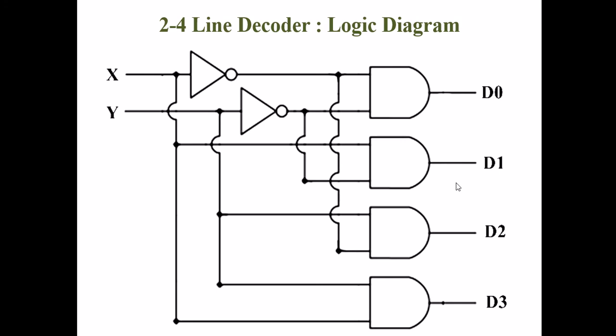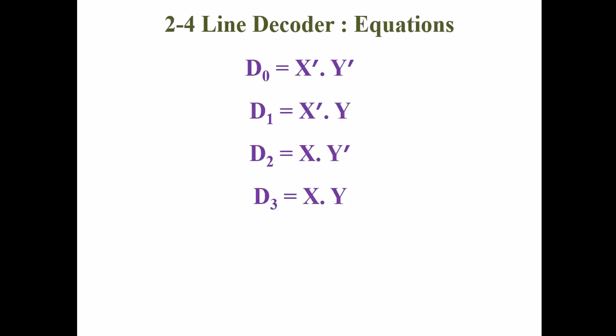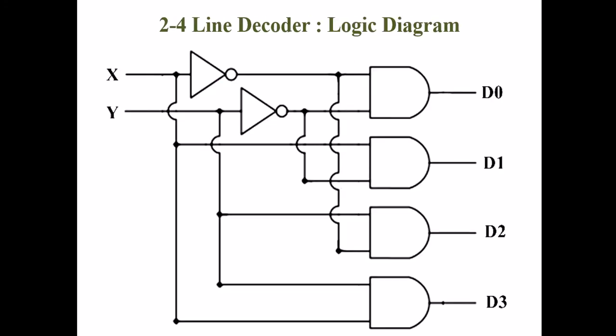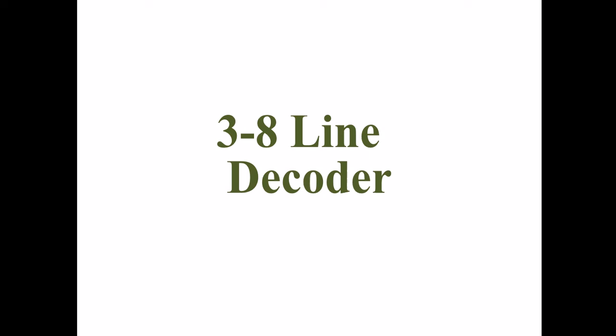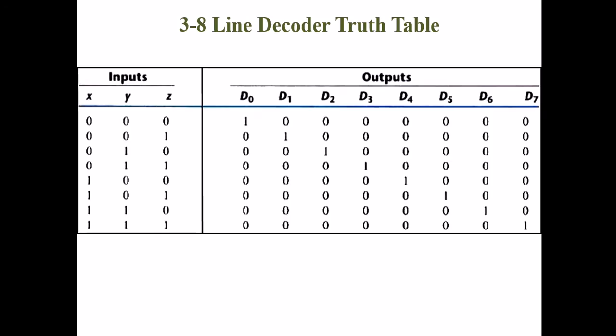So according to this mathematical equation, you will have to draw the diagram of the decoder. For a 3 to 8 line decoder, you have 3 inputs, and you know that if you have 3 inputs, then you will have 8 combinations. So you can have 8 outputs. 2 raised to power 3 is equal to 8, and in general 2 raised to power n.